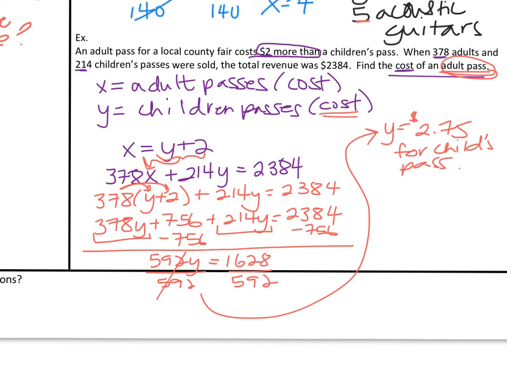Well, if we remember in that first equation in our system, the cost for the adult passes is simply $2 more than the cost for children's passes. So if we add $2, an adult pass would be $4.75. So adult, let's make sure we write that in there. For an adult pass.